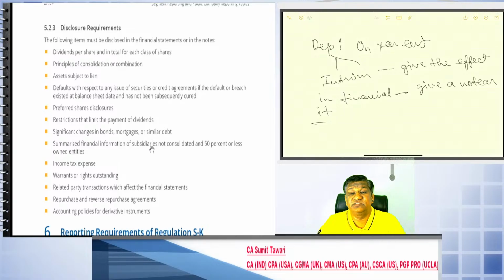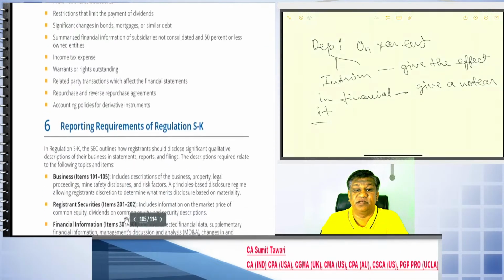Then summarized financial information of subsidiaries not consolidated and 50% or less owned entities. Okay, so if we have a certain other investment which we are not going to consolidate, for that also we need to give the information. Income tax expenses, warrants or rights outstanding, related party transactions which affect the financial statement, repurchase and reverse repurchase agreements, and accounting policies for derivative instruments. Okay, so these are basically the disclosure requirements.